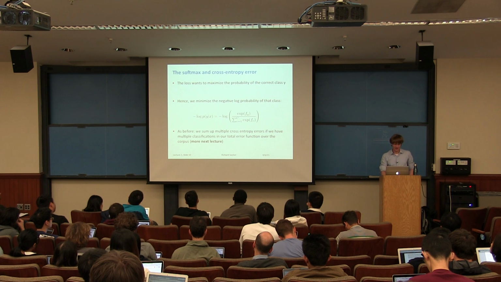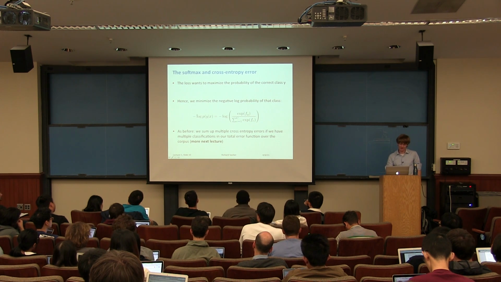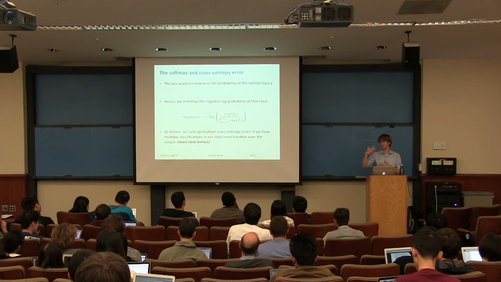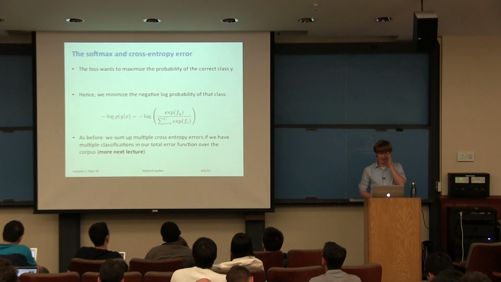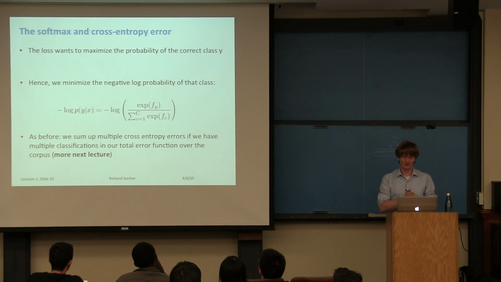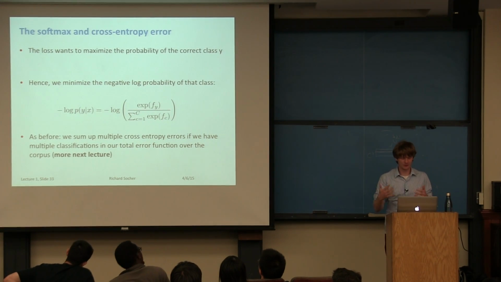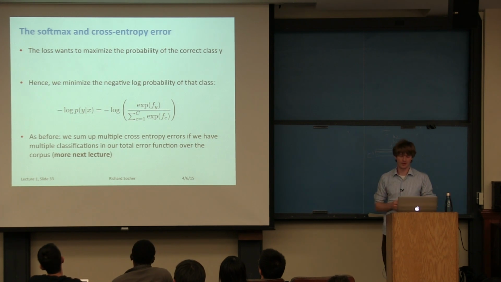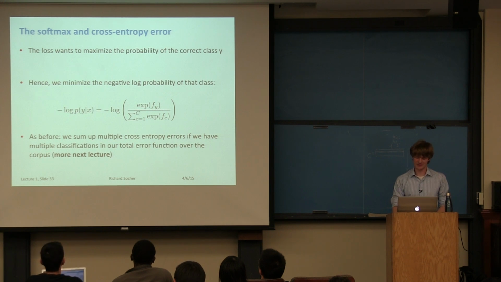All right, and this is basically for one data point. So maybe we have one specific word vector that we want to predict the probability for. Is this a location or not? In general, of course, we'll have multiple of these. So our total error function or loss function will sum up lots of different subcases, and we'll cover more of that in the next lecture.